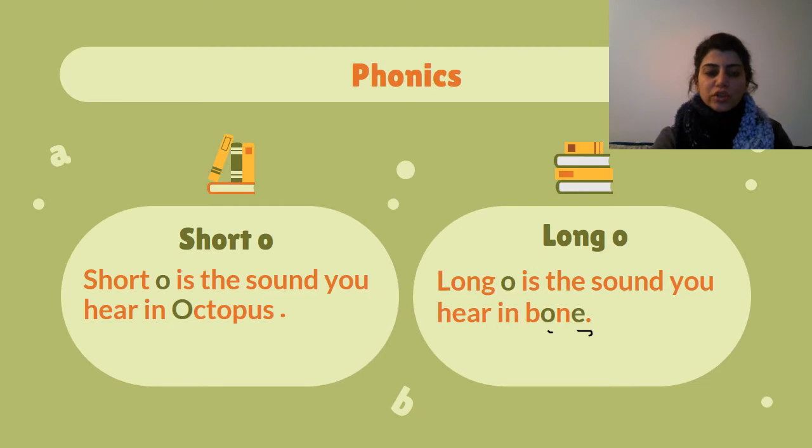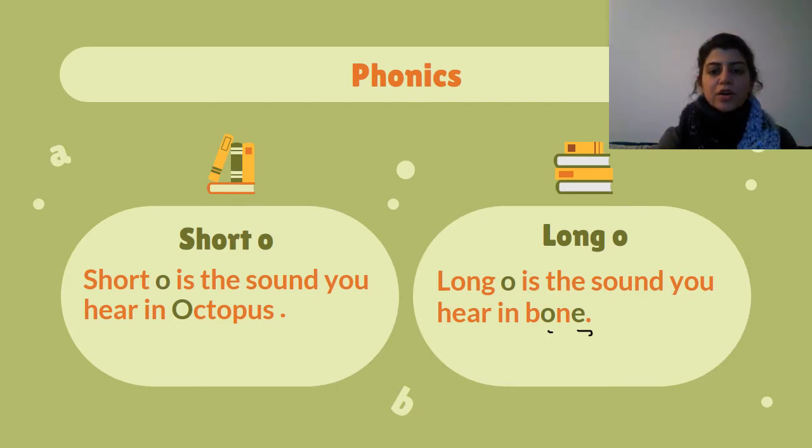When I say short O, it is the sound you hear in the word octopus. Let's say the word octopus together. Octopus. This is the sound of the short O. When I say long O, it is the sound you hear in the word bone. Bone. Can you hear the long O sound?